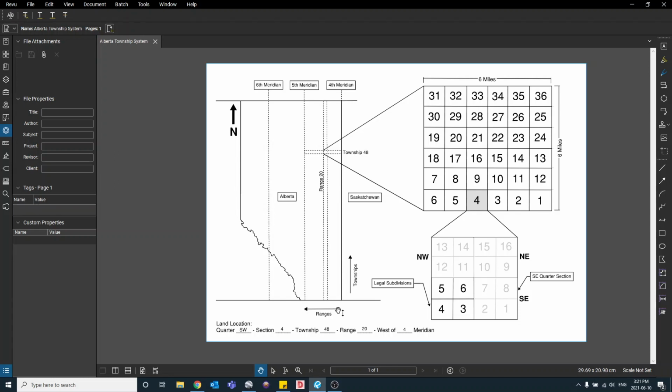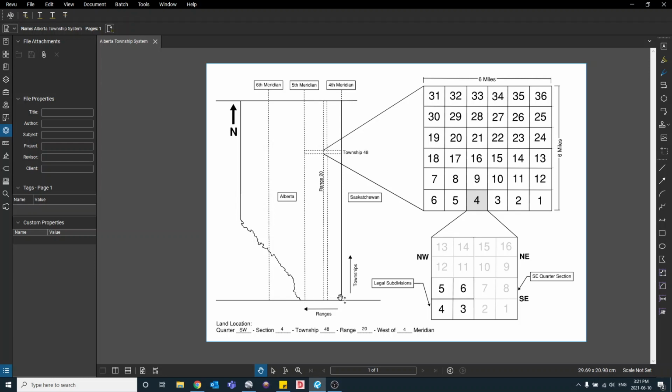So I have an arrow pointing here for ranges, which means the ranges increment going from east to west, but they restart once you hit the 5th meridian. I think I misspoke earlier when I said that's the same for townships. It's not.